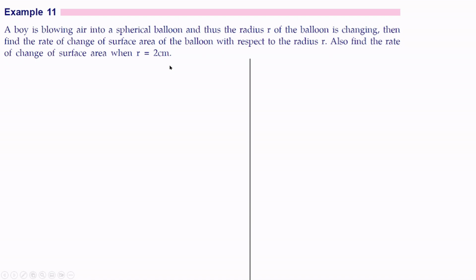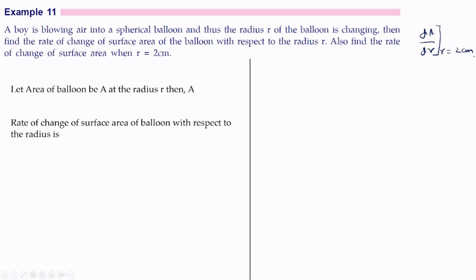So we know the formula for surface area. With that we can find the rate of change of surface area with respect to r, that is, we have to find dA by dr. And then we can find the rate of change of surface area when r is 2 centimeter. So let the area of the balloon be A at radius r. Then A is equal to 4 pi r square. So the rate of change of surface area with respect to the radius is dA by dr, the derivative of 4 pi r square with respect to r. So this is equal to 8 pi r.